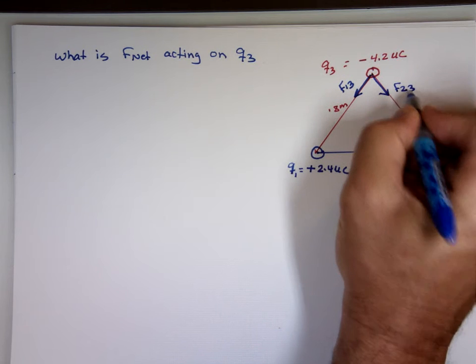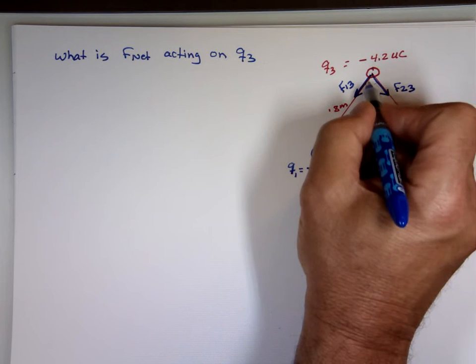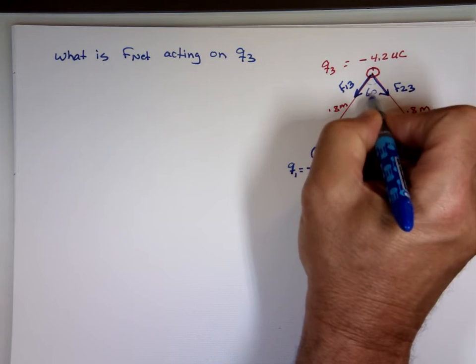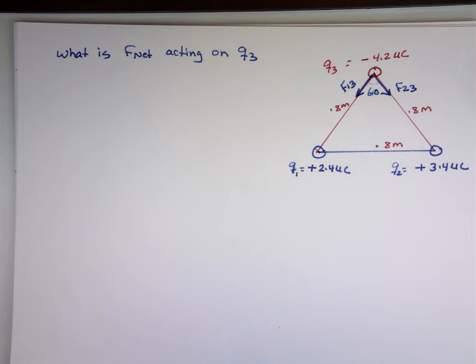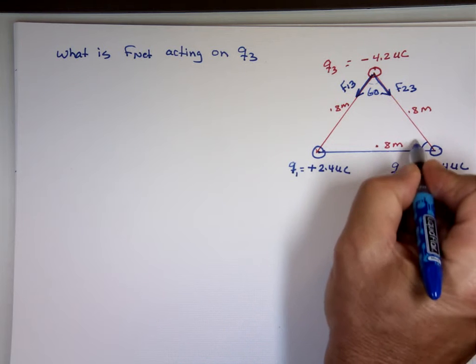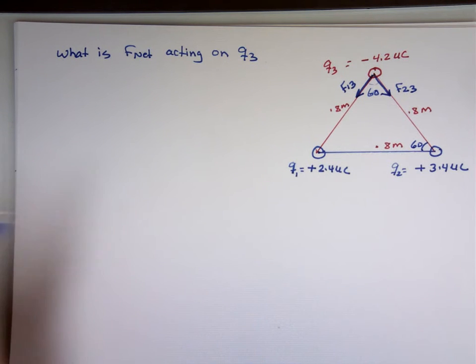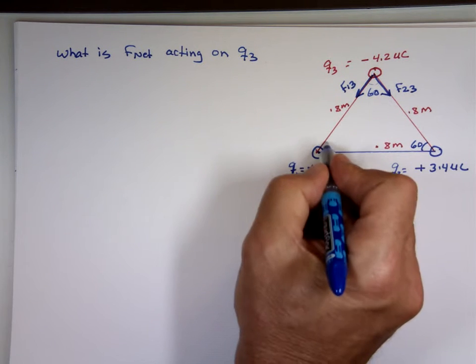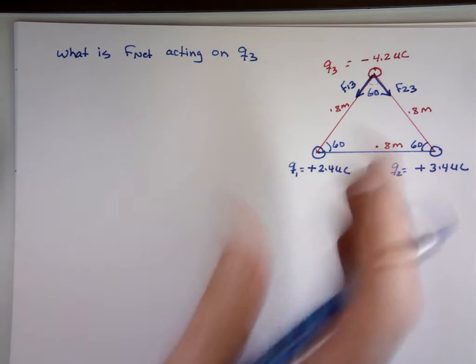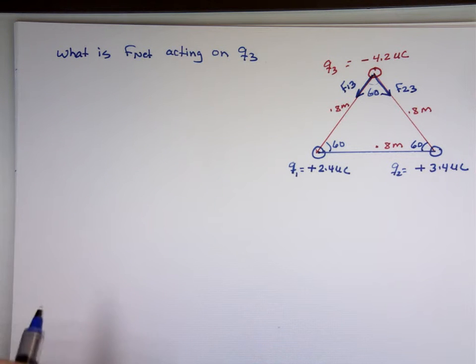We know the angle between them here is 60 degrees. That's an equilateral triangle. We know this angle is 60. We know this angle is 60. That comes in later. So let me find what F13 is and F23.